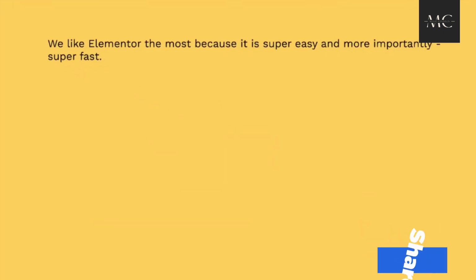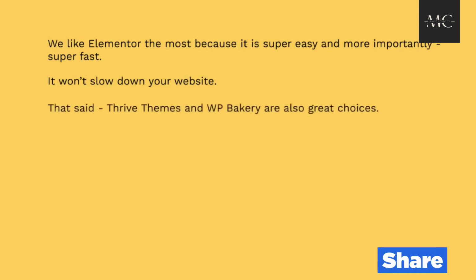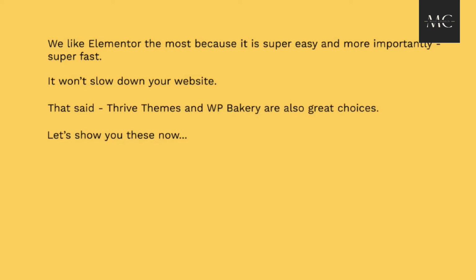So we like Elementor the most because it's super easy and more importantly, super fast. One thing to note is that as you begin to add more plugins to your WordPress site, it will actually slow things down. When we've tested things, we found that Elementor has a lot of features, but it doesn't have a lot of coding. So it runs really, really fast and it won't slow your website down. With that said, Thrive Themes and WP Bakery are really, really good choices. So let's go ahead and hop on over to those websites and show you these in action.